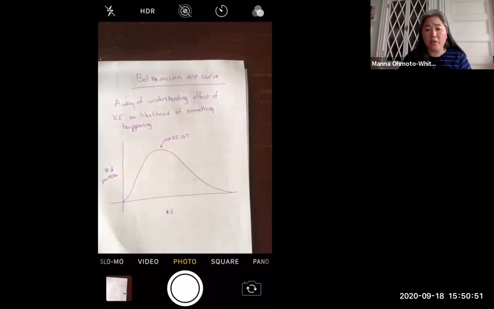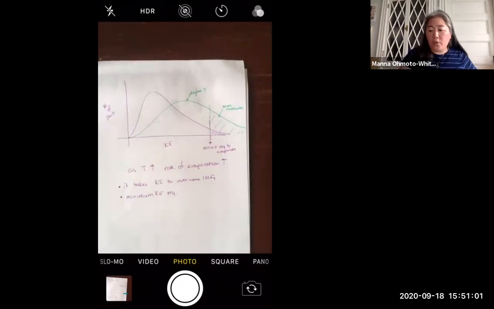So remember that the average kinetic energy is a measure of the temperature of the system. So here's the average kinetic energy. So the temperature of the system is whatever. So here's one thing that you can see. You can see if I increase the temperature, the rate of evaporation will increase. I know that, right? So on hot days, things will dry out faster than on cold days. How do we understand that with the Boltzmann distribution curve?